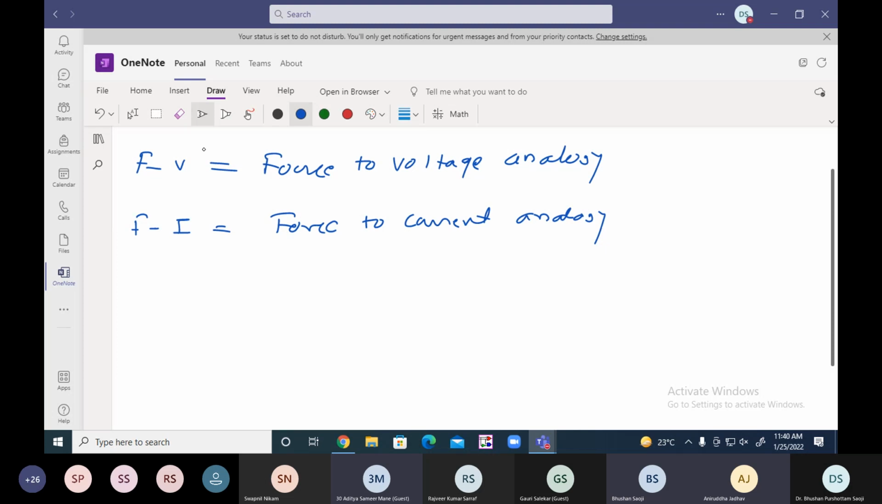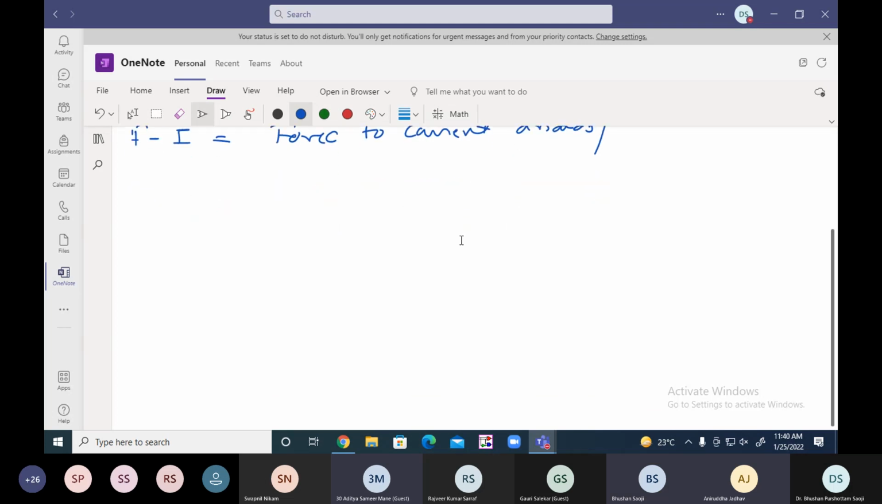We have to find out the force to voltage and force to current analogy. That means we can directly convert mechanical circuits into electrical circuits, in the form of input as a voltage or in the form of current as an input. So this is the F2V and F2I analogy.